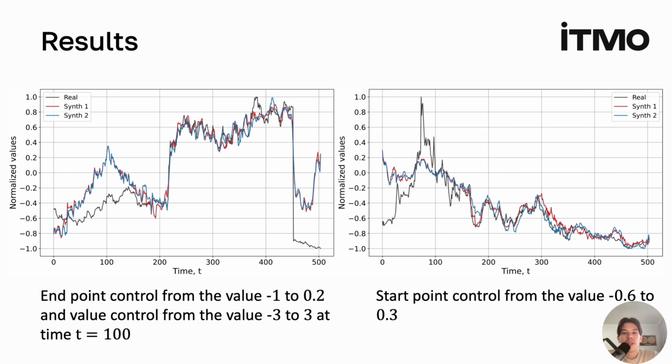In the left figure, the endpoint control and value control are depicted. The value control is applied from the value -3 to 3 at time moment 100, and the endpoint control is applied from -1 to 0.2. The right figure illustrates the start point control ranging from -0.6 to 0.3. It can be observed that the time series remain realistic and retain their original local and global properties, while the control is integrated smoothly without unnecessary jumps.